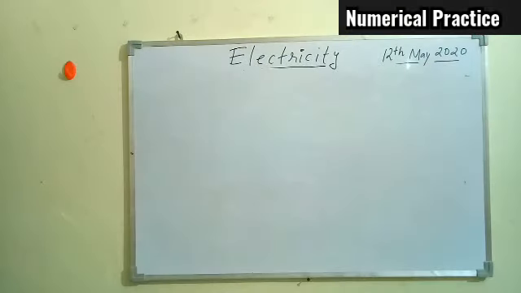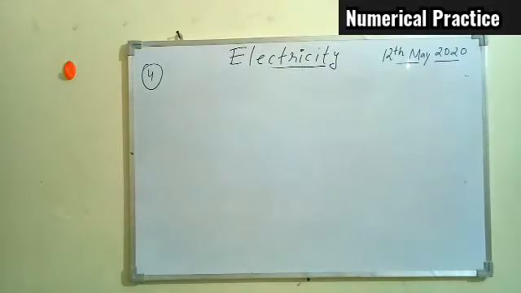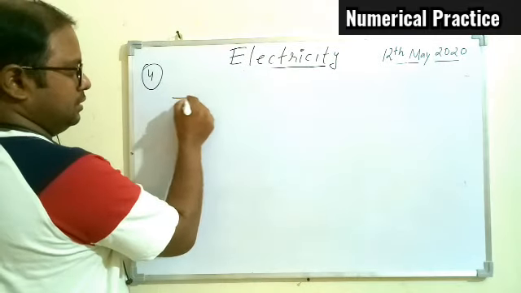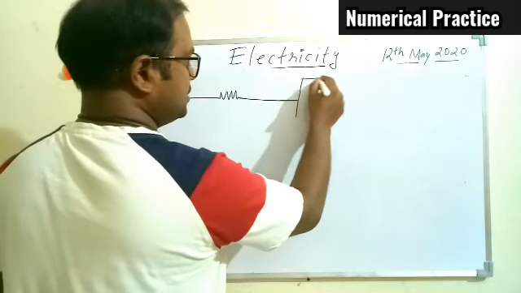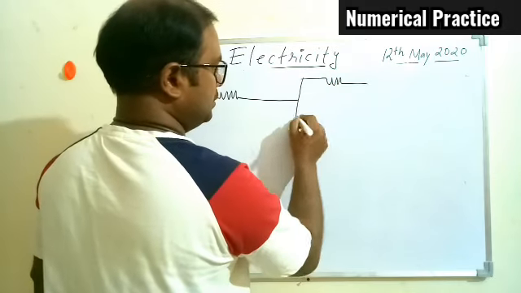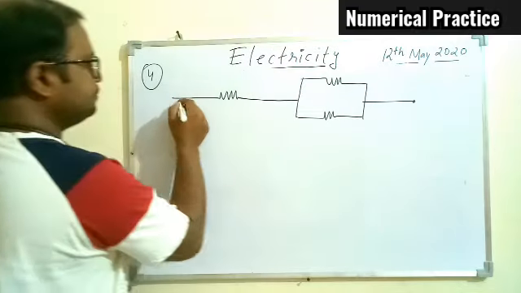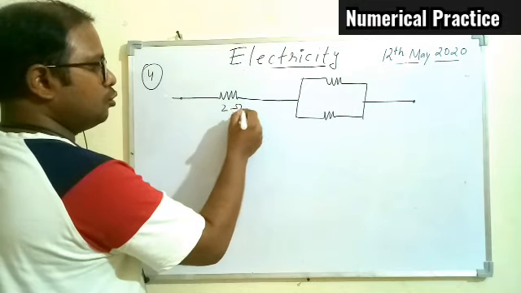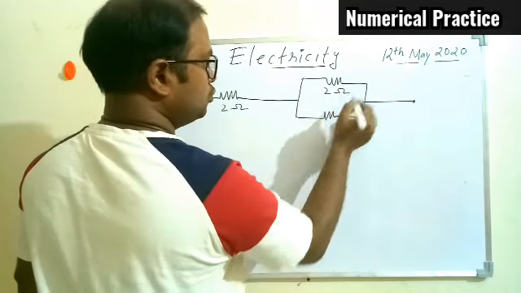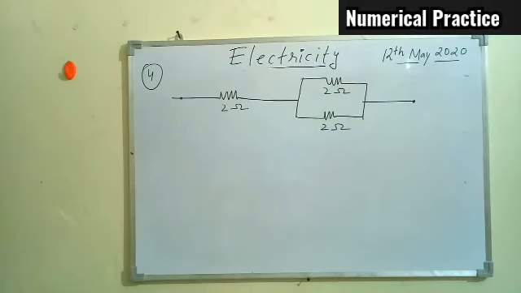We are going for the next one, number 4. This is also based on a circuit. There is one resistor and then 2 different resistors in parallel. So this is how the circuit diagram is given. The value of each resistor is 2 ohm, 2 ohm, 2 ohm. This is one thing given.